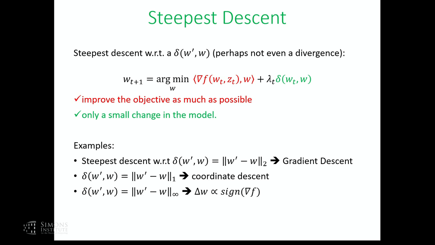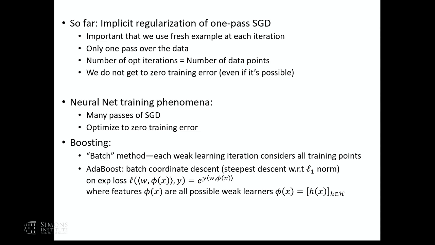So what do we see so far? You might be wondering what the connection is between everything I told you now and all the motivation I had in the beginning. What we saw so far I call implicit regularization, but it's very different. To get this implicit regularization, it was important that we're doing a one-pass stochastic method. You can think of that as kind of early stopping. We're not optimizing to convergence. We did not get the training error down to zero.